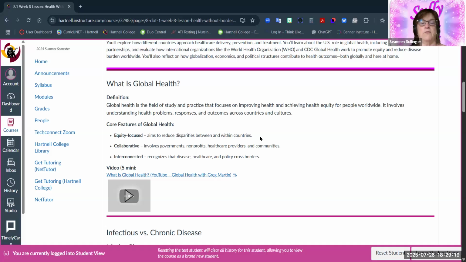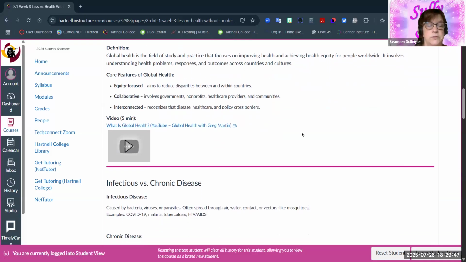It's collaborative, right? Governments, nonprofits, the communities, healthcare providers, nurses, doctors, all kinds of different healthcare providers. And it's interconnected, right? We notice that disease, healthcare, and policy cross borders, right? Especially nowadays, the world is so interconnected. We are a plane flight away, hours away from a country far, far away. You have a YouTube video there to watch.